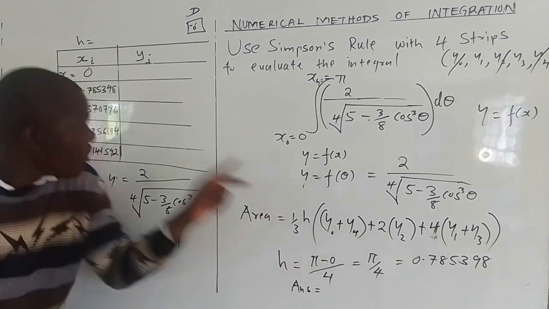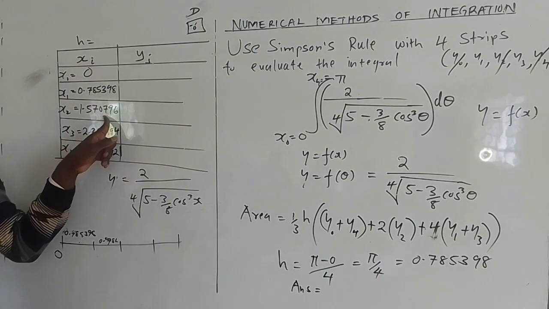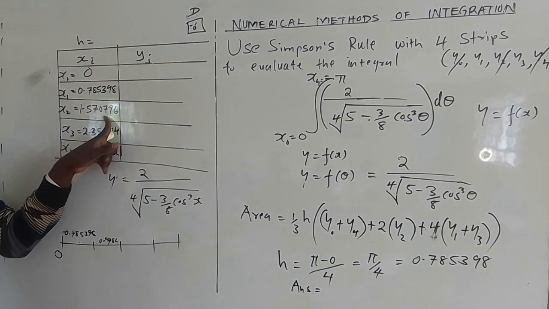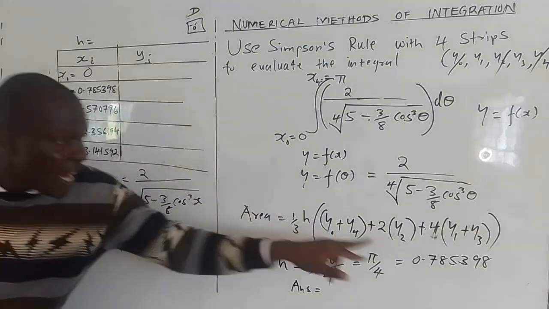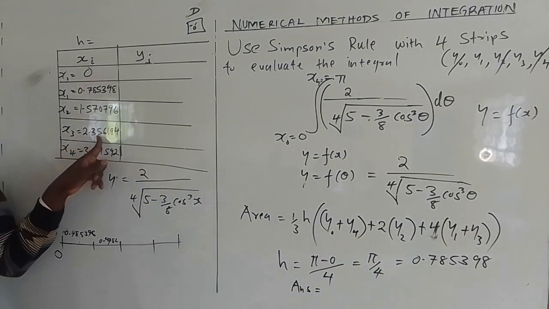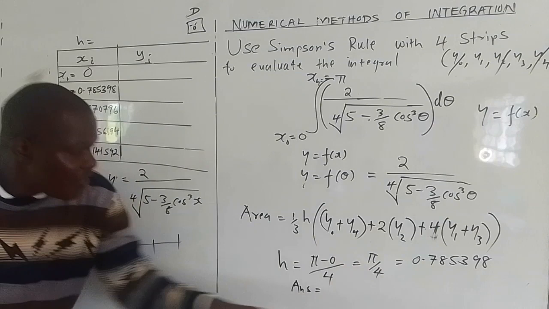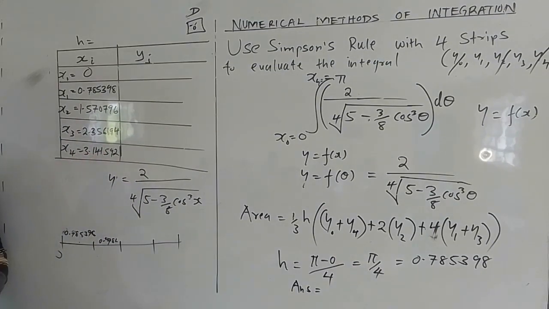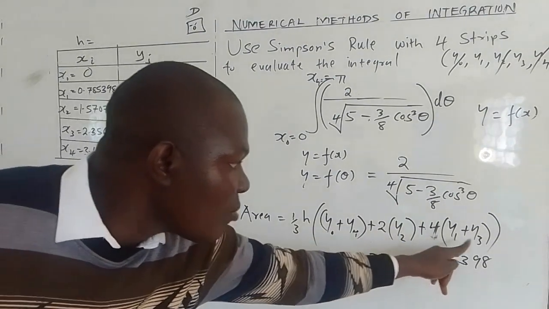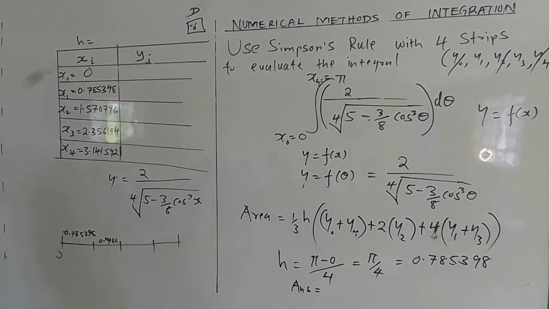So you can see 0 plus h gives you this. This plus h gives you the next ordinate, isn't it? Then 1 point that plus the value of h gives you the next ordinate. The next ordinate plus h gives you the next ordinate. Are we together? We are done with the x, and we are not interested in the x, we are interested in the y's, because y's is what is in the formula. Are you seeing that?